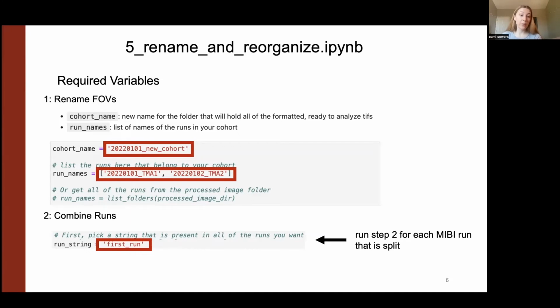In step 2, when you combine the partial runs, you're going to have to provide a phrase that is in each of the run names. And we'll talk about this a little bit more when we dive into step 2. But basically know that you can run step 2 multiple times and you just update this run string and combine different partial runs. So you can run it multiple times.